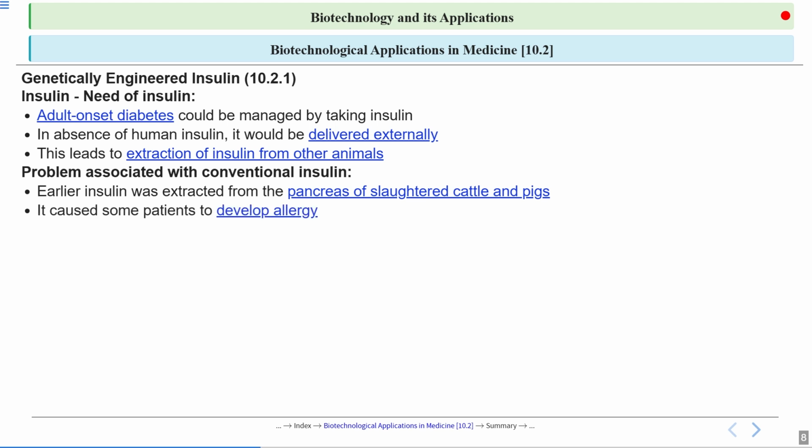It caused some patients to develop allergy, because this insulin is not the human's own insulin. So what can it lead to? It can lead to some allergy. As I said, in some patients what can happen? That patient's body will treat this insulin as some foreign particle, some foreign protein. So what happens if the body recognizes a foreign protein? It will trigger the immune system, and there will be some immune reactions, which is not good.